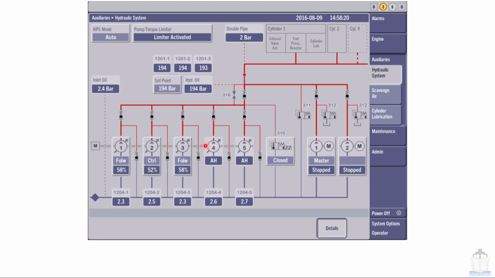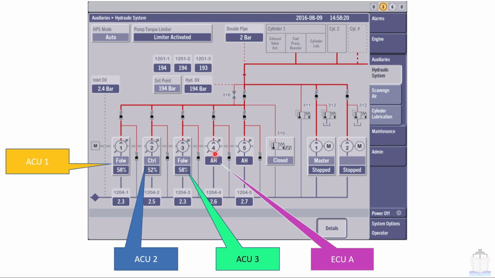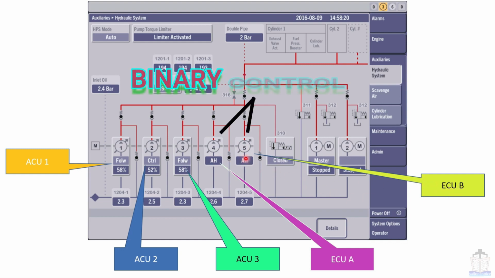In this picture you can see there are 5 pumps driven by the engine. In this condition, first pump will be controlled by SU1, second pump will be controlled by SU2, third pump will be controlled by SU3, fourth pump will be controlled by ECU-A, and fifth pump will be controlled by ECU-B. These 2 pumps are called binary type.